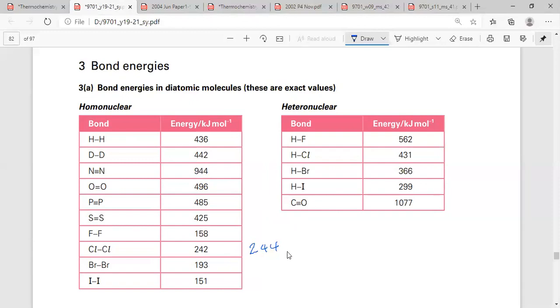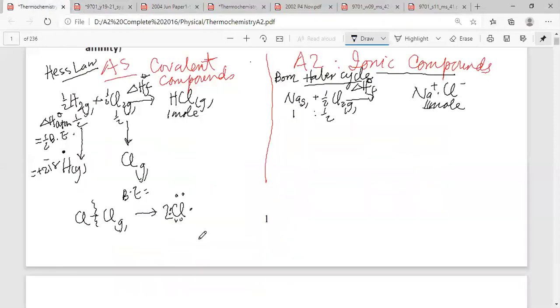Half of this is what? Divide by 2, 121 or 122, or 121. Don't worry, you follow what they give you in exams. Don't be too smart. Let's say this is 121. So the bond energy is 242, positive. So here's the atomization.